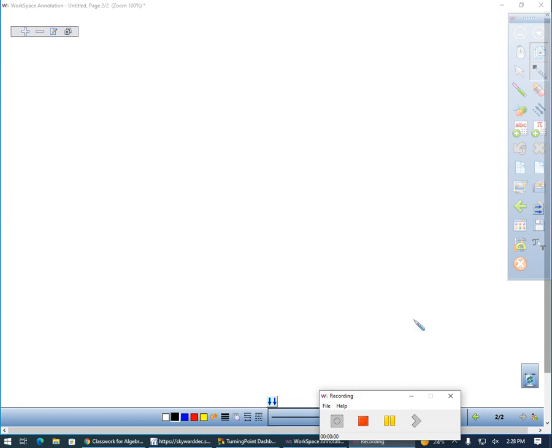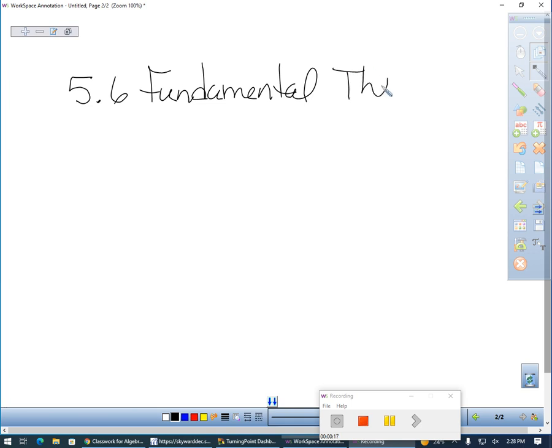All right, today, 5.6. This section is called the Fundamental Theorem of Algebra. This is the foundation of what this topic is all about.